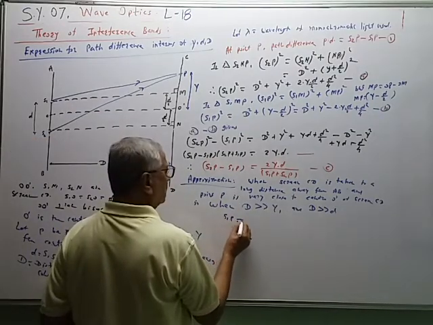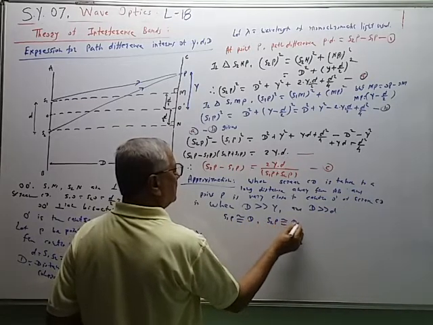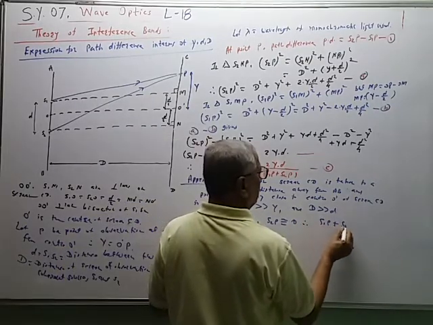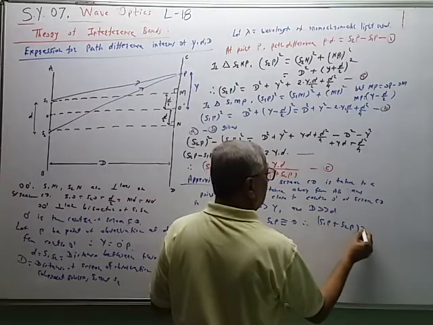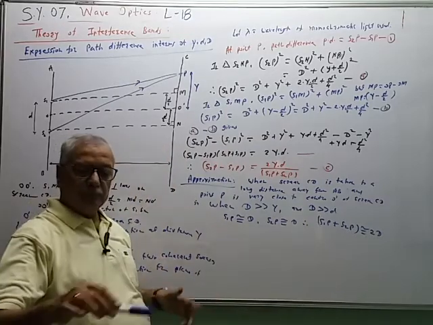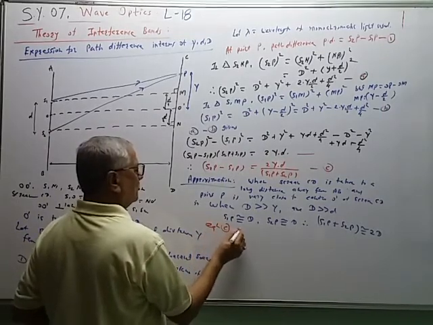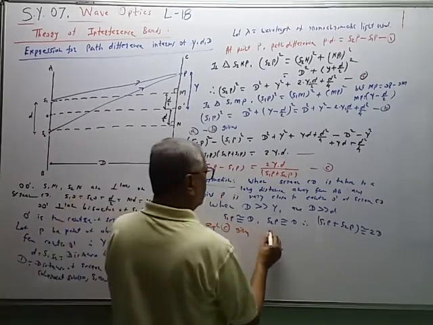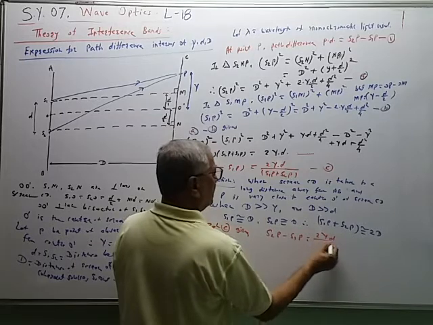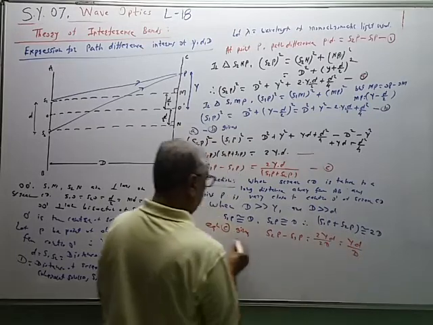distance S1P is nearly equal to capital D. Distance S2P is also approximately equal to capital D, and therefore S1P plus S2P is nearly equal to 2 times D. D plus D is equal to 2 times D. Therefore, equation C gives S2P minus S1P is equal to 2 times Y.d upon 2 times D. So that is equal to Y d upon D.